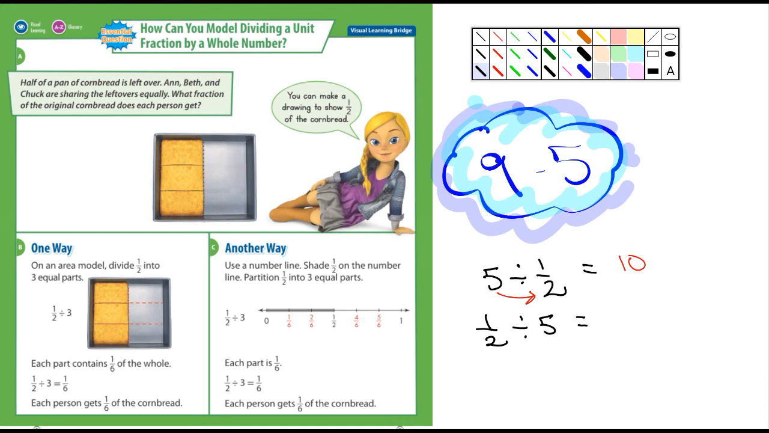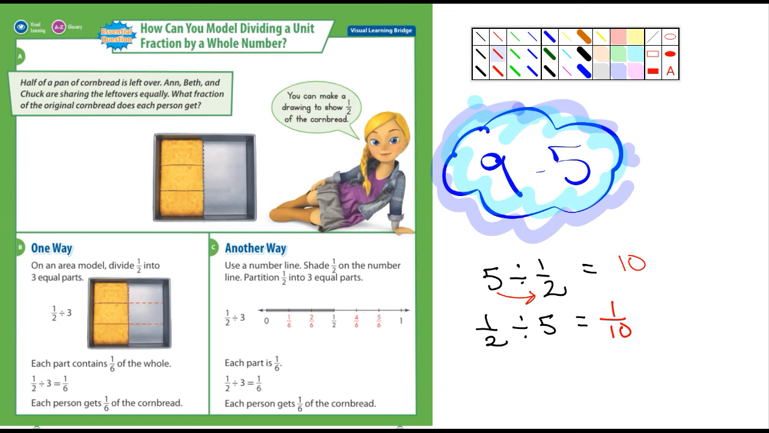All right? And the difference is, instead of the answer being a whole number, it's going to be much smaller. It's going to be a fraction, because think about it. We're taking a half and we're cutting it up into 5 smaller pieces. So instead of the answer being 10, like it was here, the answer would be 1/10.